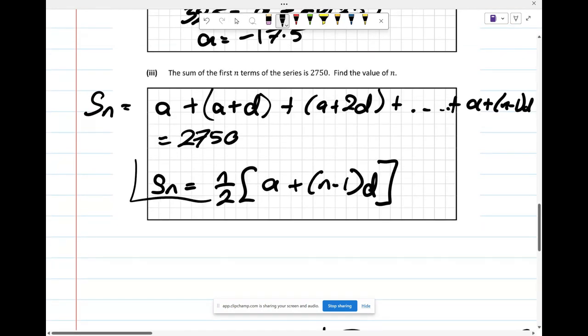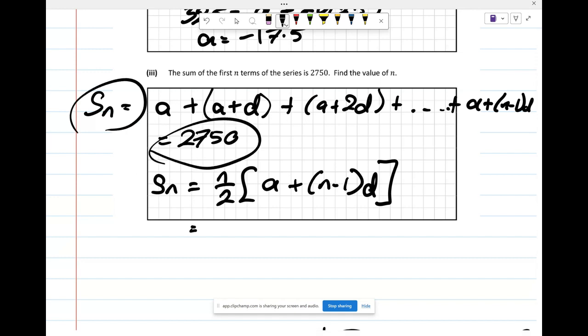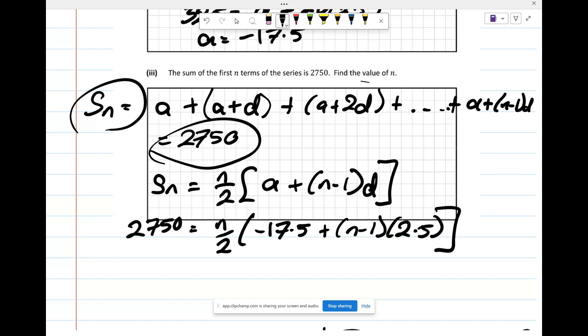But this should be in your log tables anyway. So now we just need to find, we know that this is equal to this, so this is equal to 2750, and we need to find the value of n. So n divided by 2, a here we knew was 17.5, plus n minus 1 times 2.5. And now we need just to work backwards and find n.